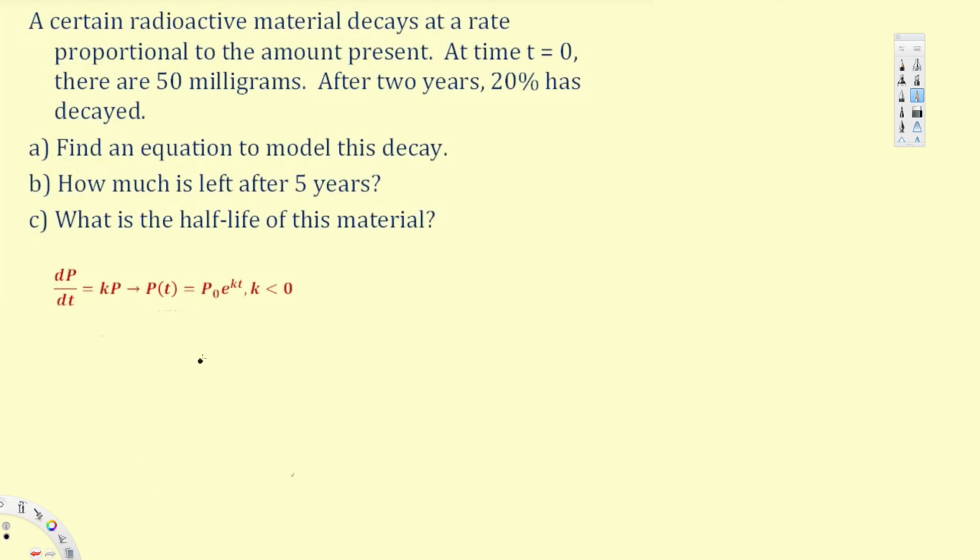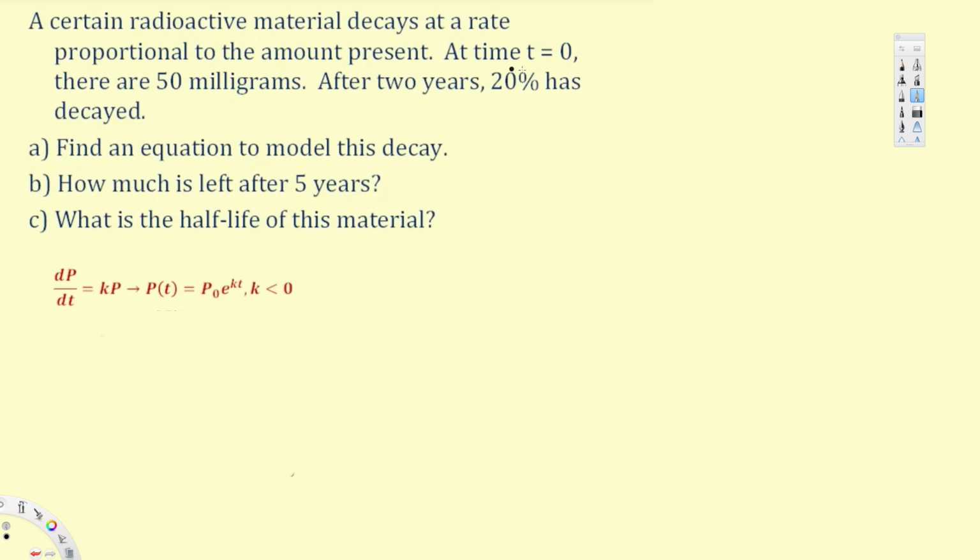This question is asking: a certain radioactive material decays at a rate proportional to the amount present. At time t equals 0, there are 50 milligrams. After 2 years, 20% has decayed. The first question is asking: find an equation to model this decay.